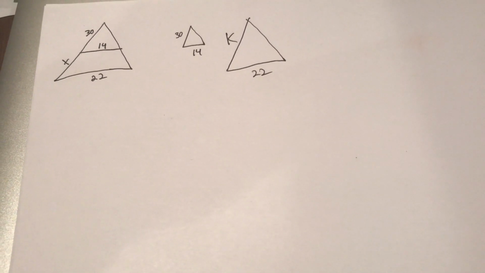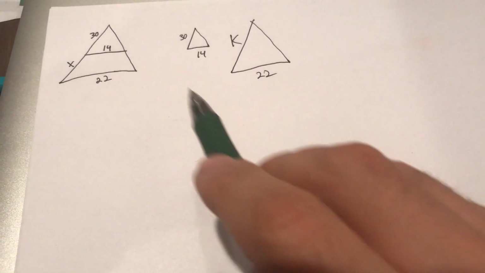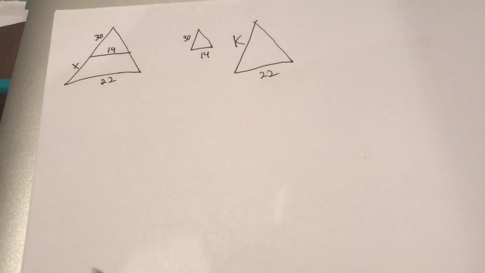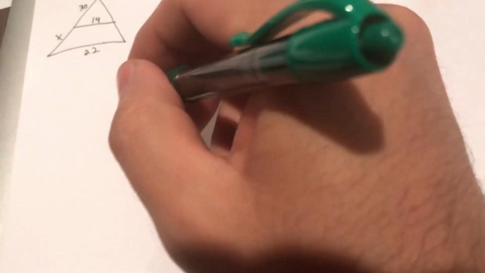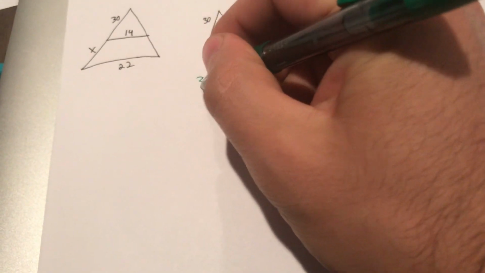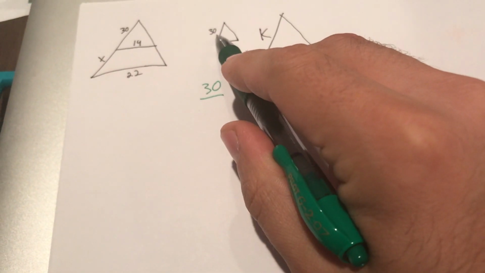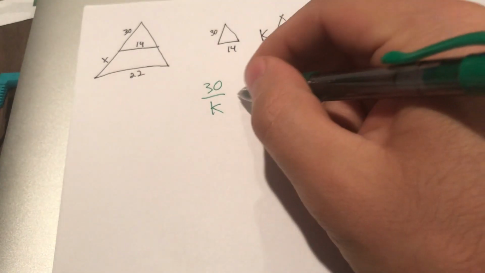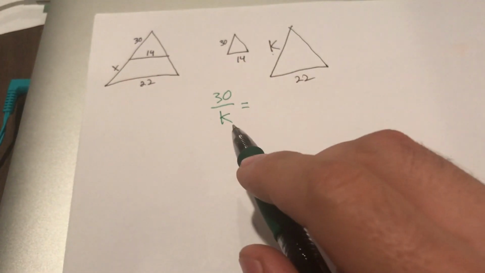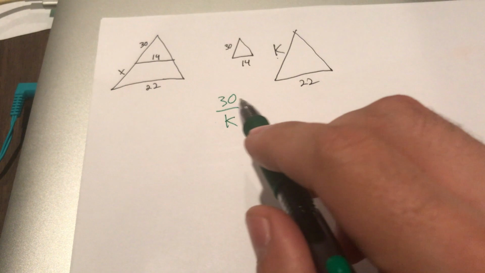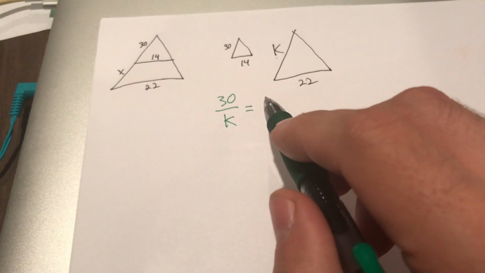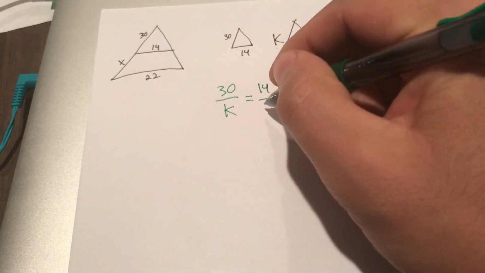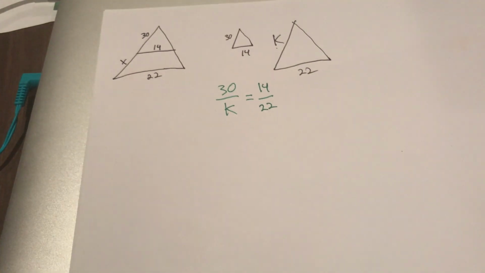So if I make a proportion, this time instead of comparing the two sides on the same triangle, let's compare the corresponding sides. Okay? So if I use 30 as one of my sides, 30 corresponds to k. And since I use the side on the small triangle as my numerator, I have to use a side on my small triangle as my numerator on the other side. So that's going to be 14 over 22, because 22 is its corresponding side.